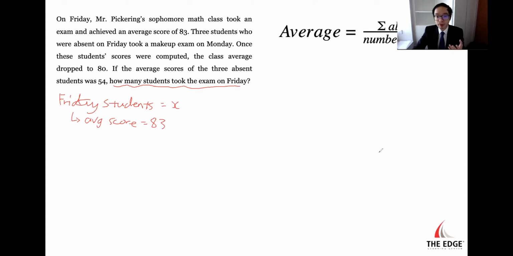So if we look at this formula, if we want to find the total score, we just need to move the number of terms, in other words the number of students, over to this side, to the average score. If we rearrange this formula in this way, we can derive the total score, in this case the sigma of all terms. We can derive the total score using what information we have. So in other words, we actually do know the total score. The total score of these Friday students is actually 83x.